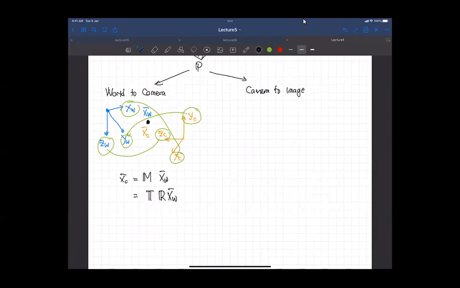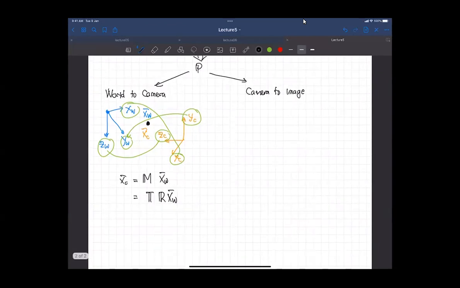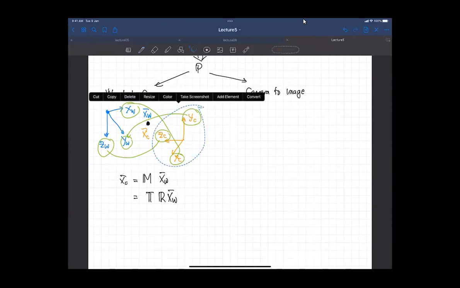The second one is from camera to image. So camera to image is that you have these orange coordinates here.